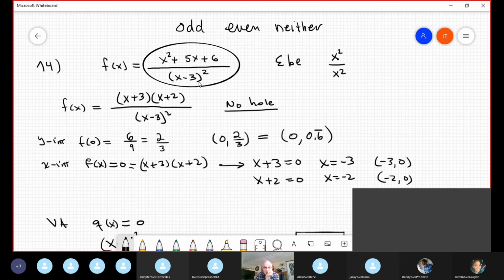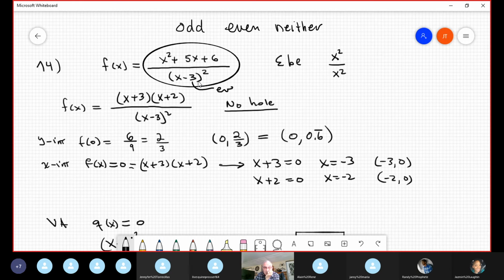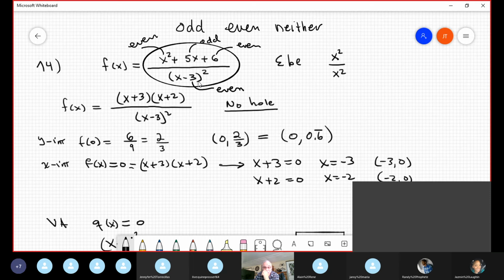Look, suppose this expression alone is obviously even. This expression alone is even. This expression alone is even because it's a constant. But this expression is odd. And their combination, when it's multiplication, maybe is odd. But when it's addition or subtraction, it's neither.